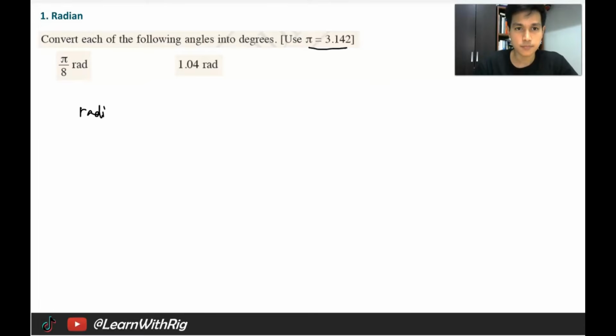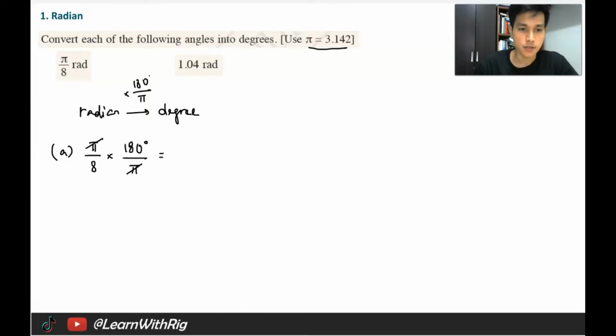to degree. So what do you use? You have to times 180 over pi. In this case, the first one, question A, pi over 8 times 180 over pi. Actually you can just cancel this. In the end you should get 22.5 degree.